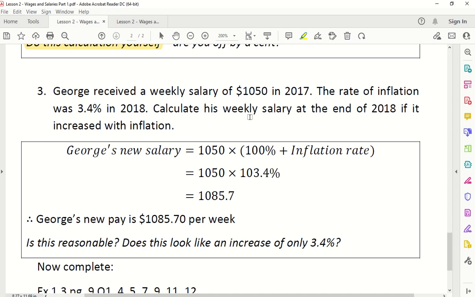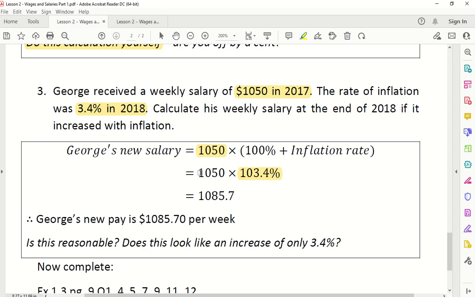So what? Inflation? We haven't covered this. No, we haven't. And maybe if you study business, you might have a bit of familiarity with what inflation is. But all this is saying, this is a very wordy way of saying George's pay has increased by 3.4%. That's all it's saying. It's saying this is how much he earned in 2017, and it's gone up this much in 2018. So often you'll get questions that ask you to do something quite simple, but wrap it up in quite a complicated way.